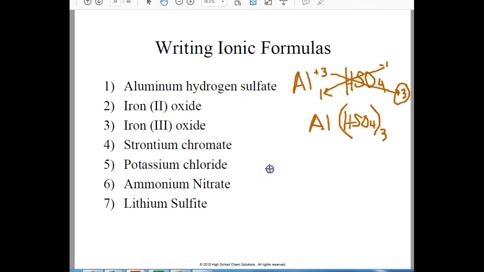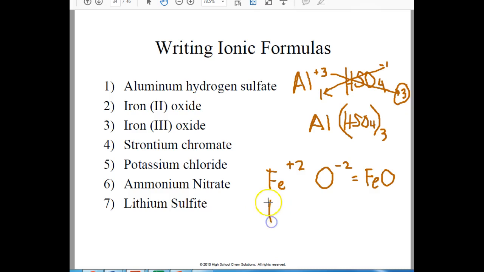Iron 2 oxide, Fe, and then here it says it's a 2 charge. It can have lots of charges, but it's a 2 in this one. And then oxide is just oxygen, and it has a -2. Now this is a good example of when the charges are already balanced. +2 and -2 add up to 0. So there's really nothing I need to do here. Just rewrite it FeO. Okay, that's iron 2 oxide.